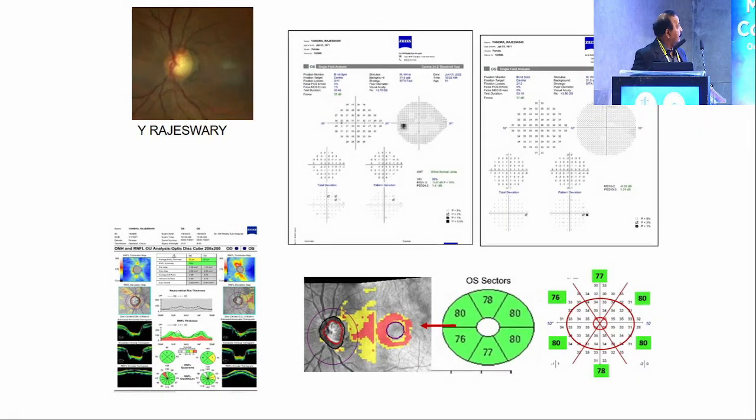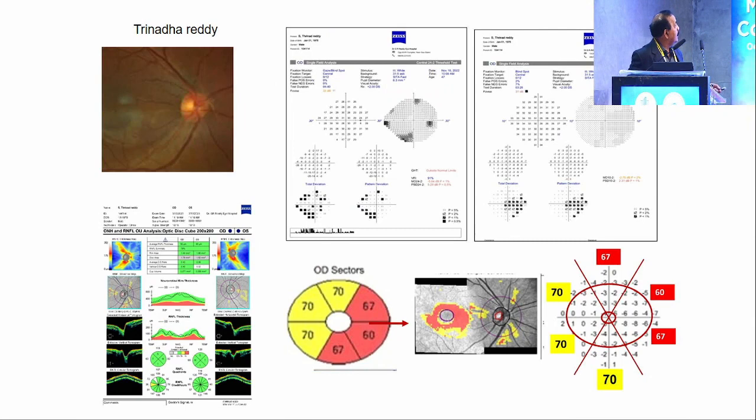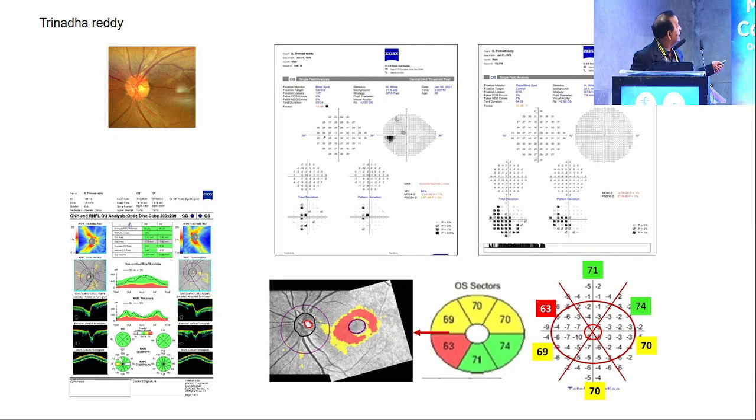The other eye. This patient also is almost looking normal, and on the GCA, because there is no RNFL thinning, only macula, you may miss it. But in this patient I actually appreciated this RNFL defect. If you carefully observe, you may find it.